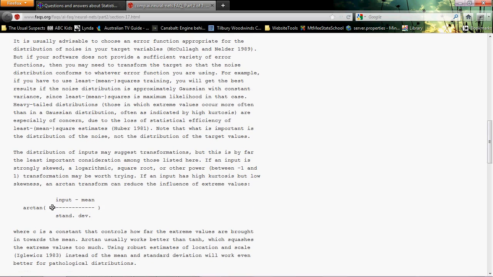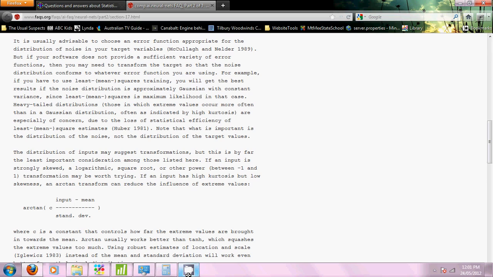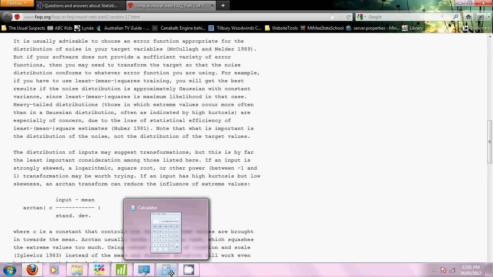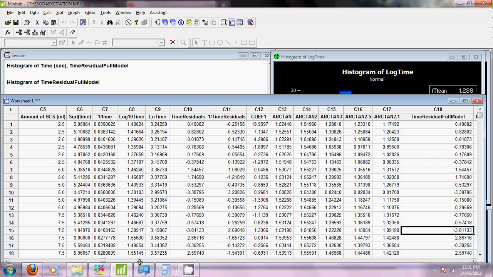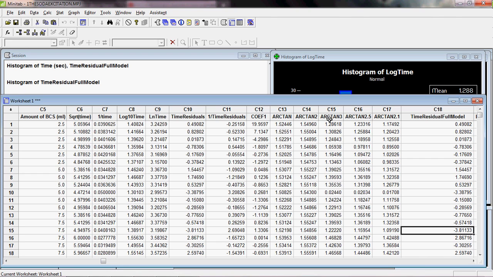I just guessed a few values and had a look at what they did. So I can show you how to put a more complicated formula into Minitab, because it can do quite a lot of stuff. If you're more comfortable in Excel, then you could just do it in Excel, but it really is fairly simple in Minitab too. Here are all the arctan transformations I tried with the different C values.